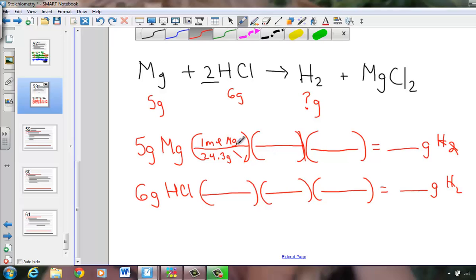To convert moles here, we need the molar mass. So 1 mole would weigh 24.3 grams. Look at our ratio. We have a 1-to-1 stoichiometric ratio. For every 1 mole of hydrogen, you have 1 mole of magnesium. And of course, the molecular weight of H2 is 2 grams per mole.